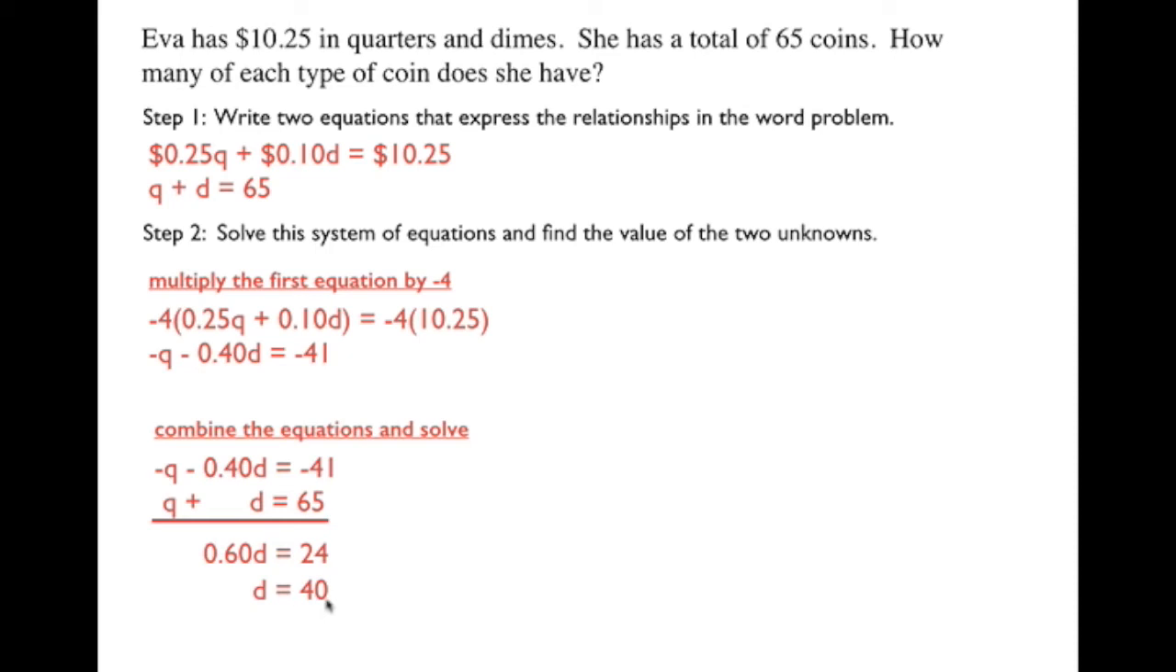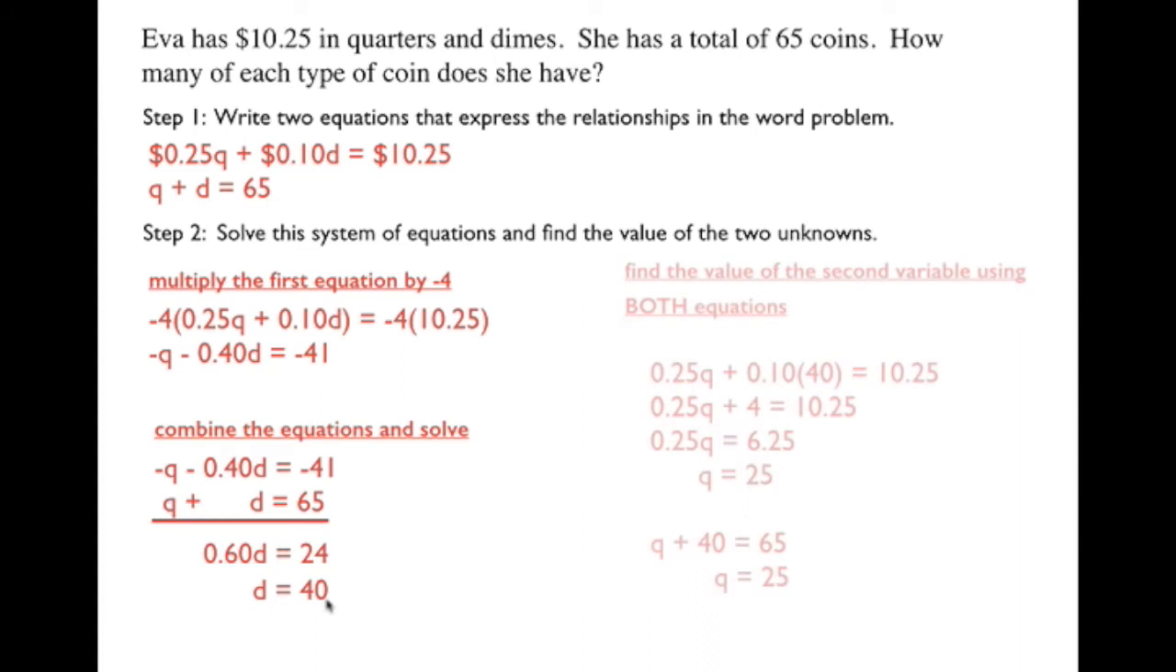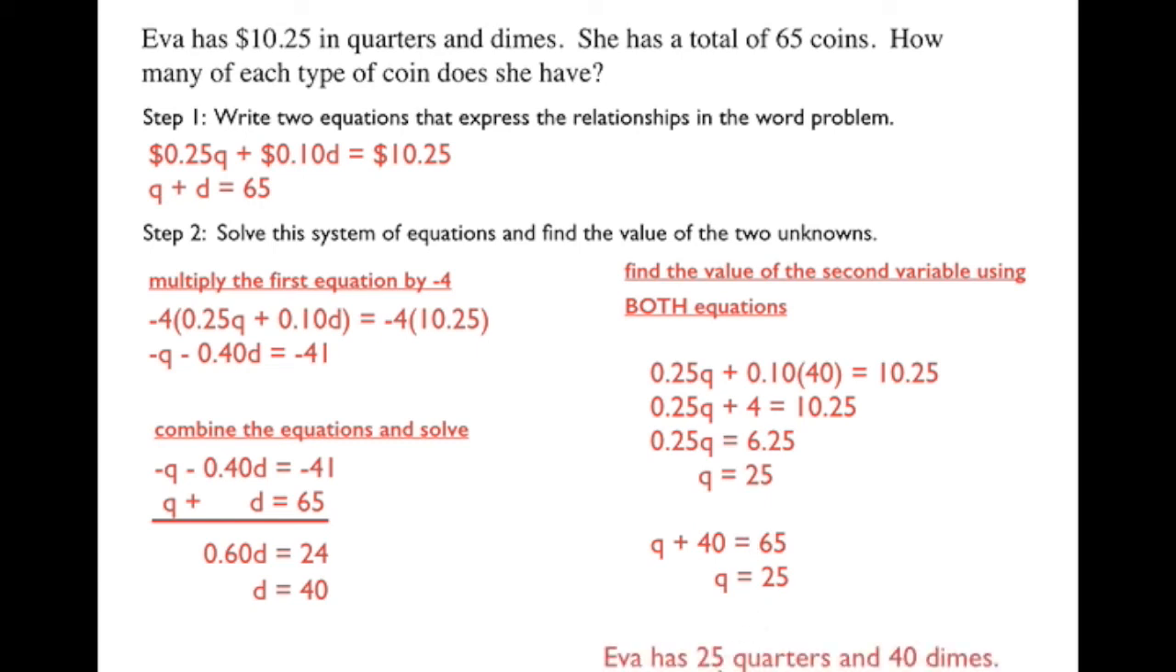Now, I already know from the last example that I'm correct, but just to make sure, I'm going to substitute 40 back into both equations to solve for q. And when I do that, I find that q equals 25 and q equals 25. So I'm confident in saying that Ava has 25 quarters and 40 dimes.